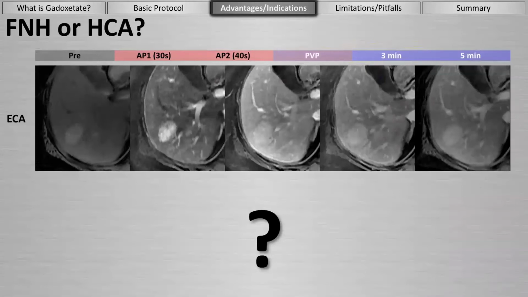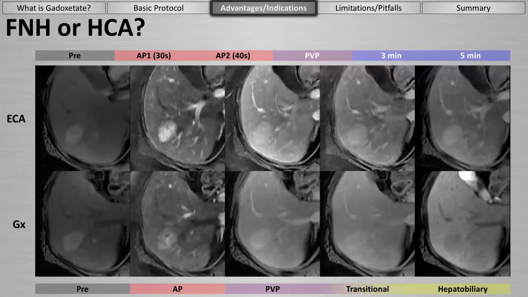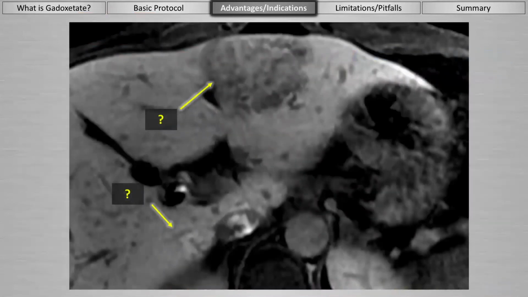This nodule sort of fades toward isointensity, and you might wonder whether this is a focal nodular hyperplasia. So is this a focal nodular hyperplasia or not? Well, you bring the patient back for a gadoxetate MRI, and you can see that this nodule is a little bit darker than background liver. So this is not an FNH. This is a hepatocellular adenoma. Now, unfortunately, some adenomas do. If 90% of adenomas do not take up EOB, that means 10% do.